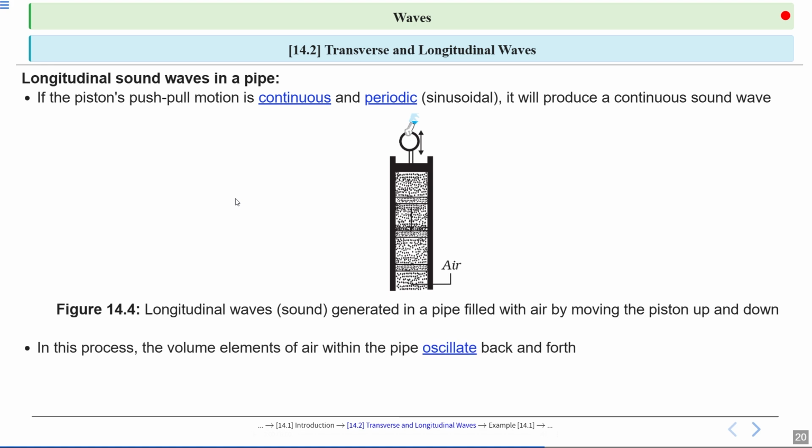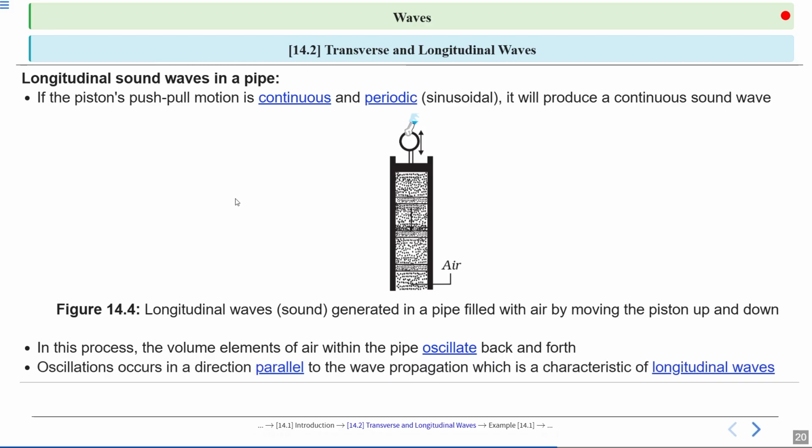Now let's focus on what happens to the air inside the pipe. The air particles or volume elements start to oscillate, which means they move back and forth. This back and forth motion is caused by the piston pushing and pulling on the air, and it's what actually carries the sound energy through the pipe.